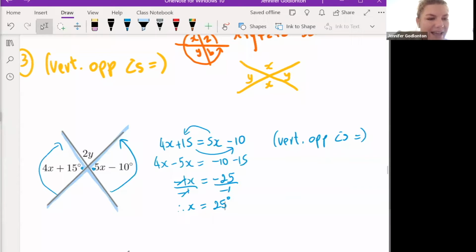Okay, let's deal with some of these hands. Amakle, how can I help? Ma'am, I don't understand how you got 4x plus 15 equals 5x minus 10. Okay, so this blue line that I've highlighted and the other blue line that I've highlighted, they're straight lines. And so what they create is vertically opposite angles. And so this angle in here, which is 4x plus 15, needs to equal this angle here, which is 5x minus 10. And so that's what we're writing. We're saying that those two angles are equal to each other. Okay, thank you.